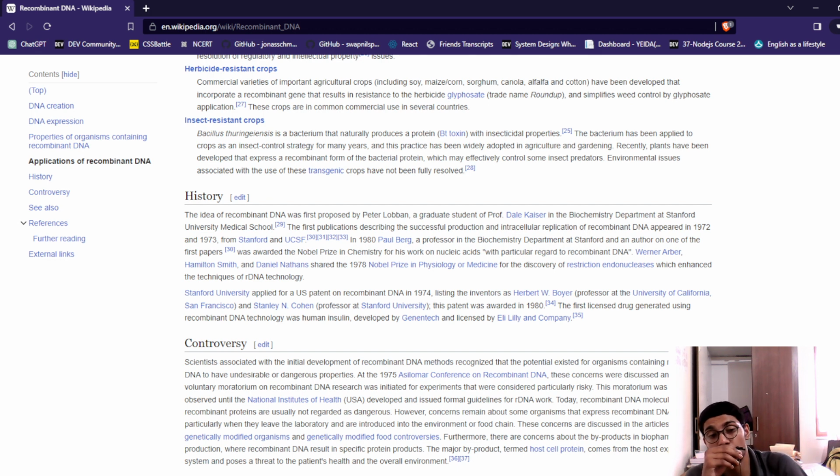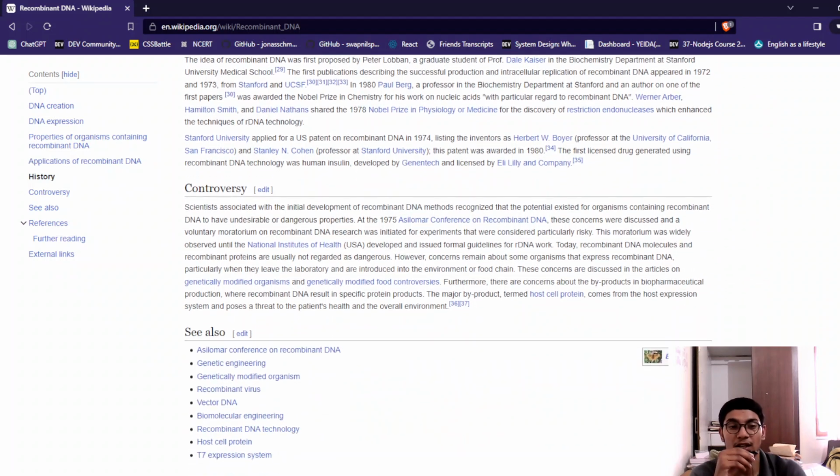Controversy. Scientists associated with the initial development of recombinant DNA methods recognized that organisms containing recombinant DNA could potentially have undesirable and dangerous properties. At the 1975 Asilomar Conference on recombinant DNA, these concerns were discussed, and a moratorium was placed on recombinant DNA research that was considered particularly risky. The moratorium was widely observed until the National Institutes of Health developed and issued formal guidelines for rDNA work.